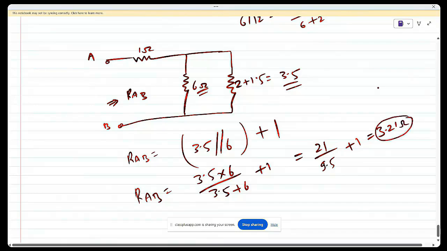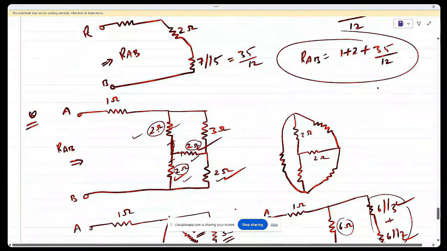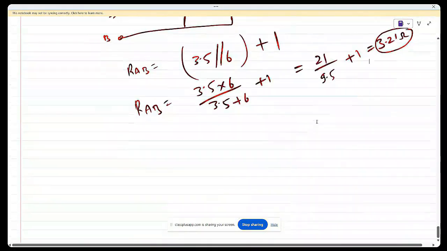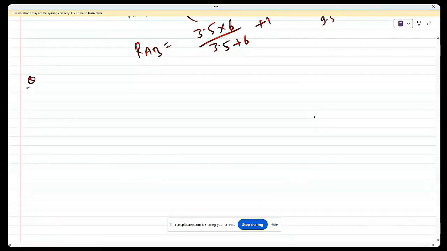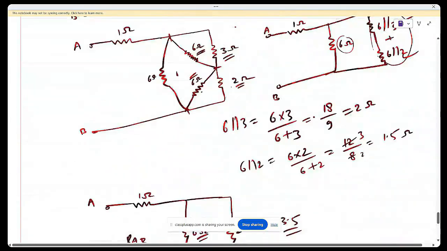So here you can use star to delta or delta to star. Now solve this question by another method. I am solving this question once again for your practicing purpose only. This time I will do something different. So let me draw 1 ohm, A, B, 2 ohm, 2 ohm, 2 ohm, 2 ohm, and I think this was 3 ohm.